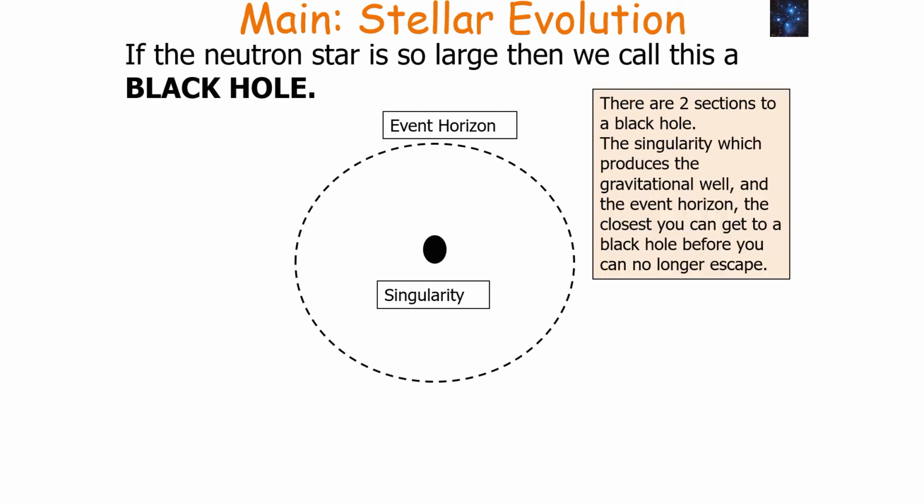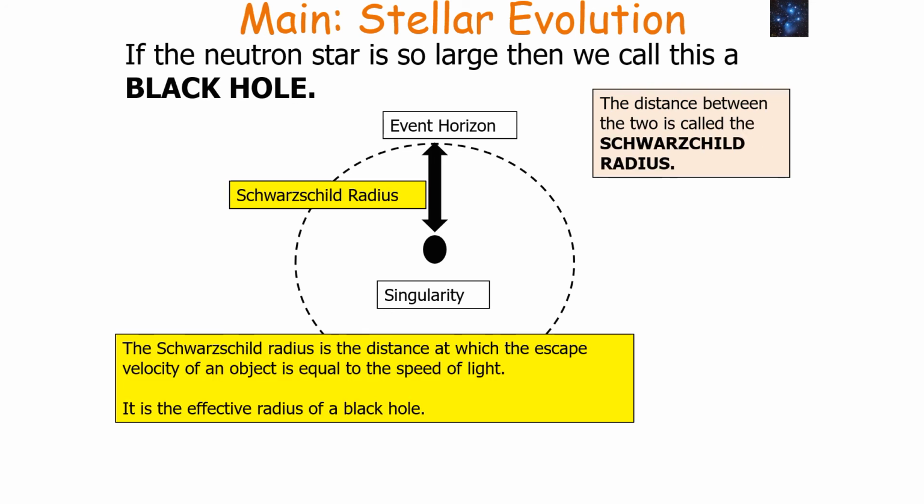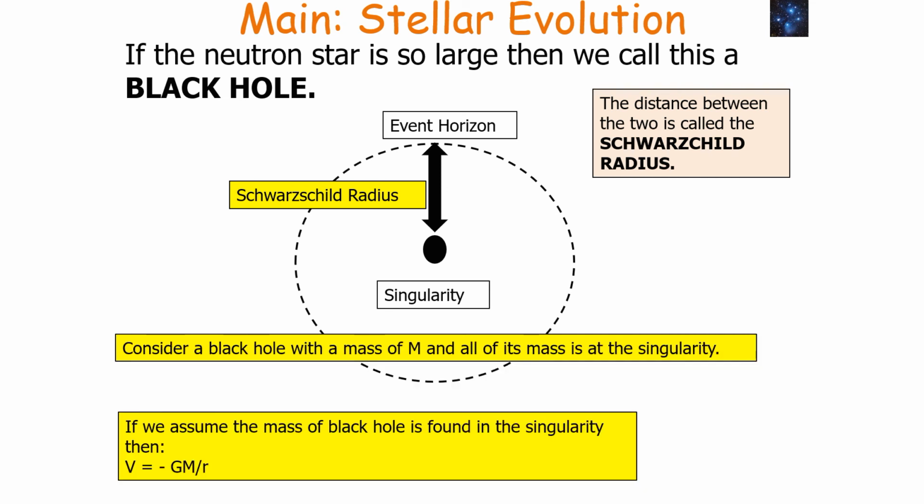Now, there are two sections to a black hole: the singularity, which produces the gravitational well, and the event horizon, which is the closest you can get to the black hole before you can no longer escape. The distance between the two is the Schwarzschild radius. The Schwarzschild radius is the distance at which the escape velocity of an object is equal to the speed of light. It's the effective radius of the black hole.